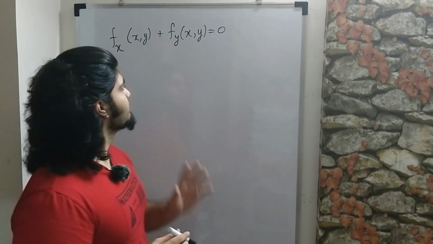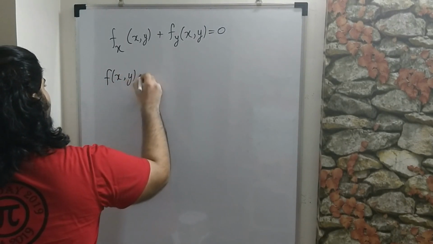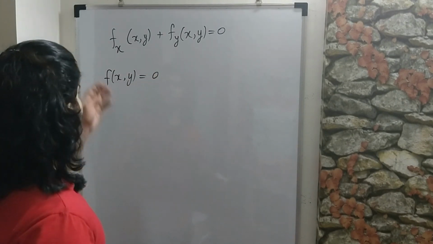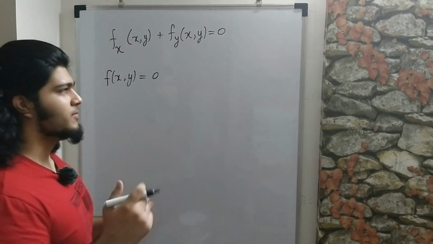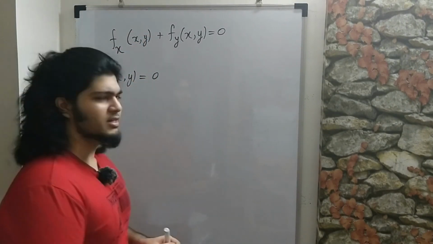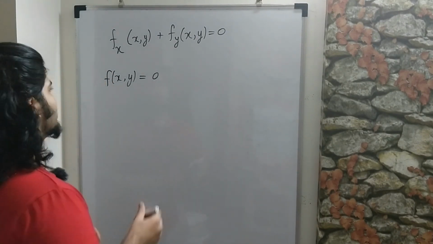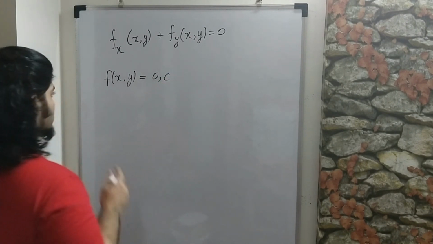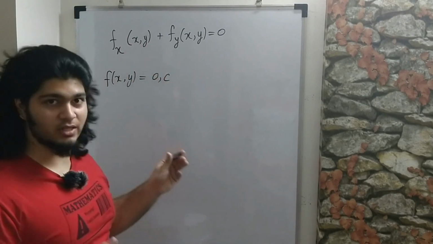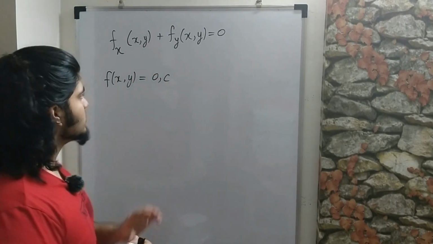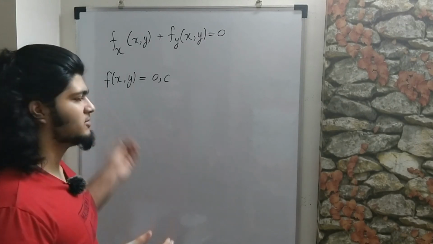Firstly, the very first solution that may come to your mind is f of x, y is equal to 0, because if you differentiate 0 with respect to x and y, you get 0, and 0 plus 0 is 0. The other one that may come to your mind is, since you're differentiating, you can generalize this solution a bit more by just saying that it is equal to some constant. When you differentiate a constant with respect to x as well as with respect to y, you get 0. So this is also a solution, and these are just trivial solutions.